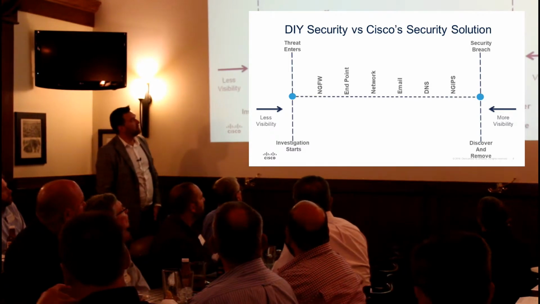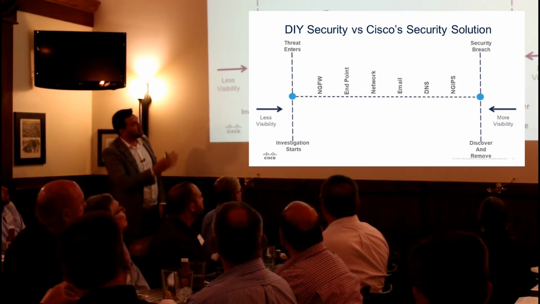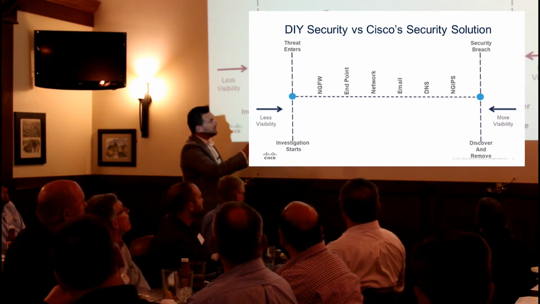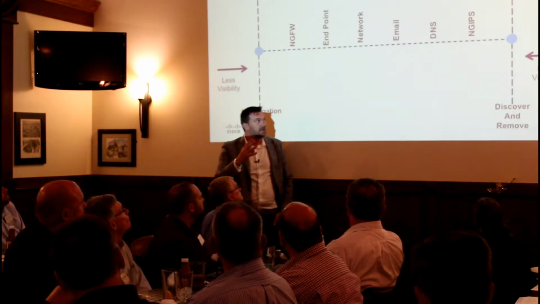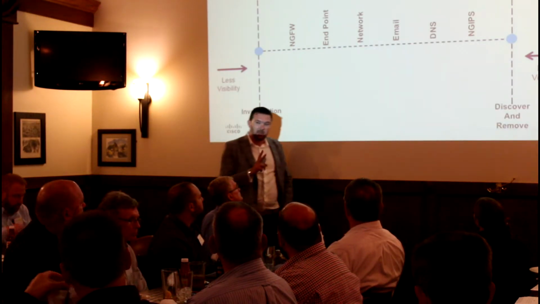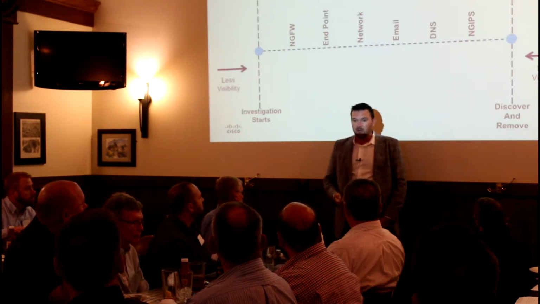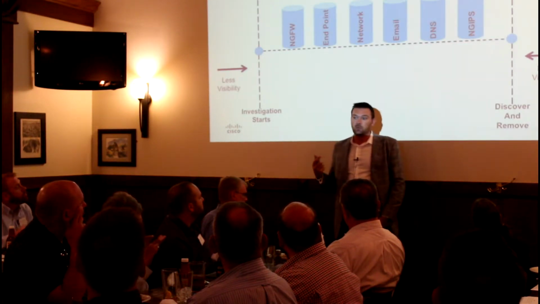All right, so now that we agree we need more visibility, we need all these things up here, right? This is not an exhaustive list. This is just examples. But next generation firewalls, right? Endpoint solution. We need a network solution. We need email, DNS, next generation IPS. But now we have two ways of buying this, right? So we've seen that big old slide with all my competitors on there, right? The one way of buying it is what I call do-it-yourself security.